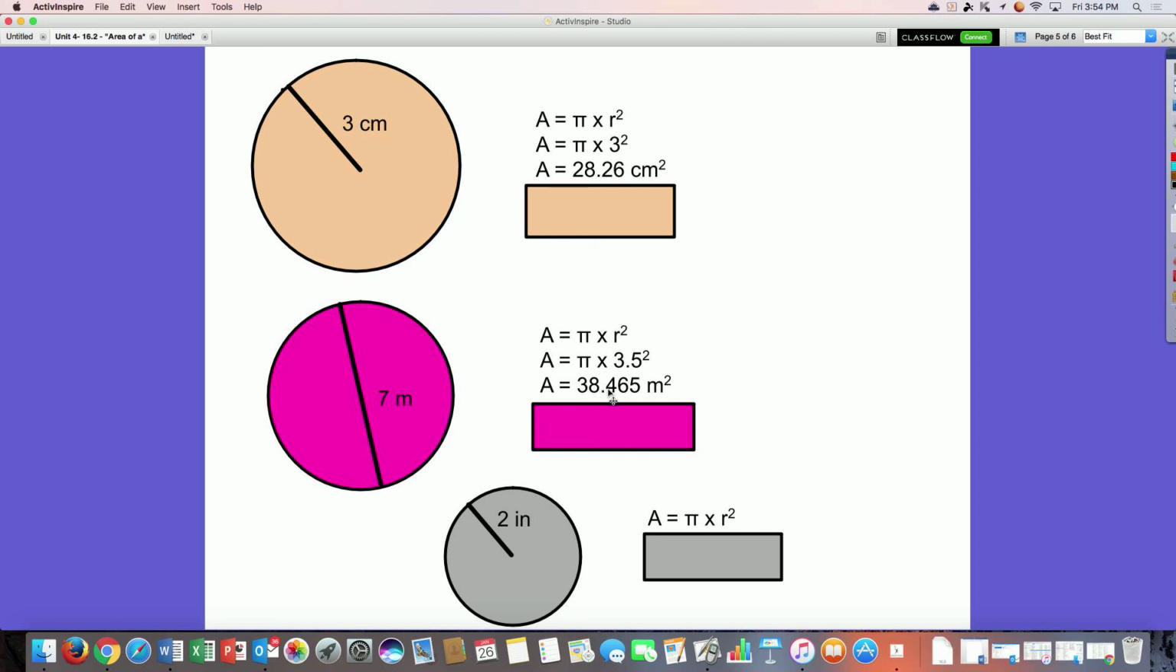You'll get 38.465 meters. What? Squared. That's right. Don't forget to square the area. I'm sure you got both those right already.